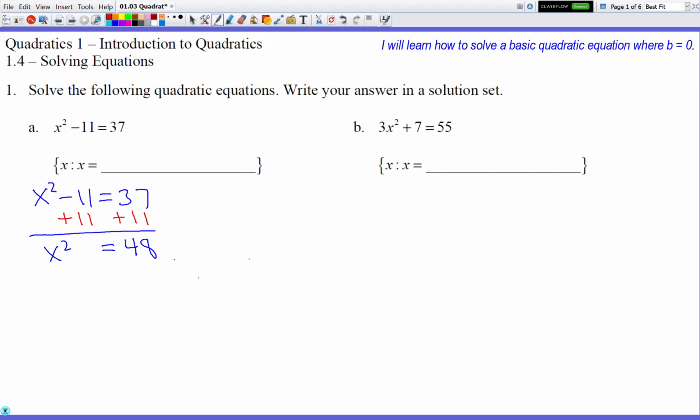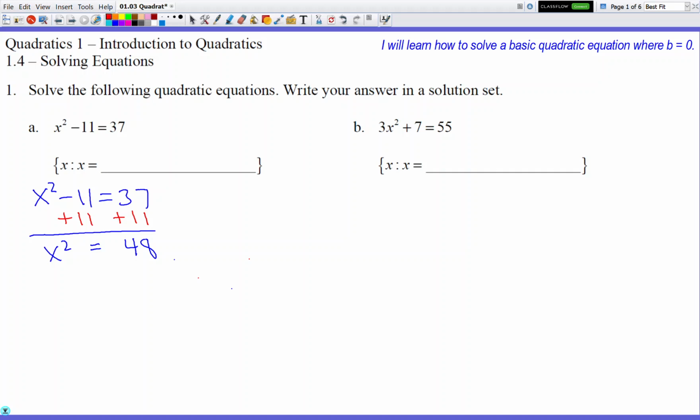Actually, there's something I need to do. I wrote that 48 a little bit too close to my equal sign, so I need to make a little more distance between them, and you'll find out why very soon. Let me make that distance before I start putting the square root symbols on both sides.